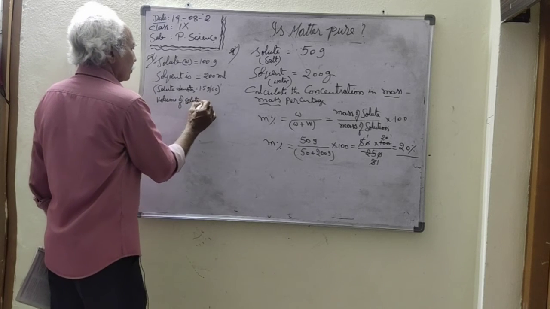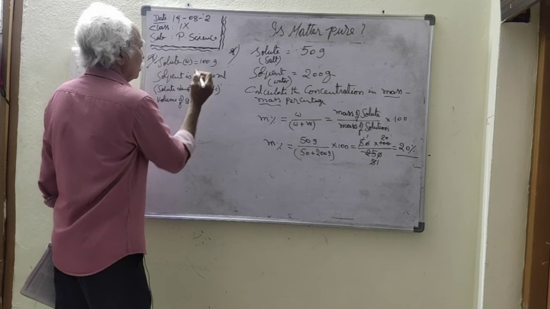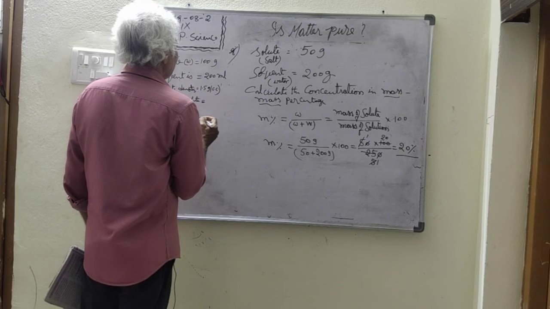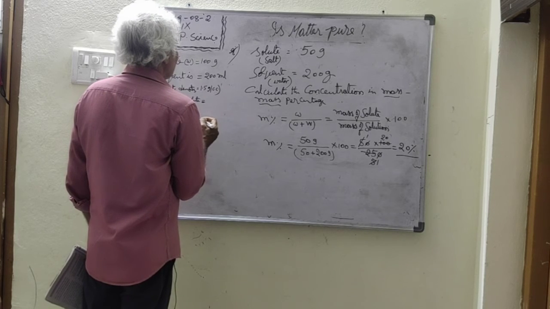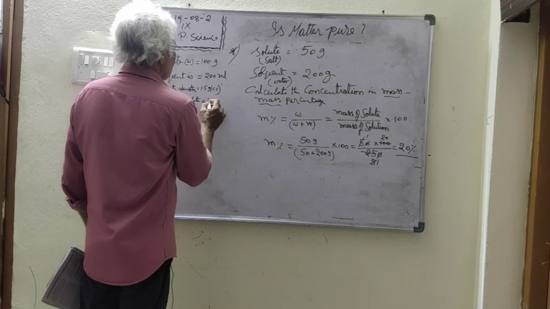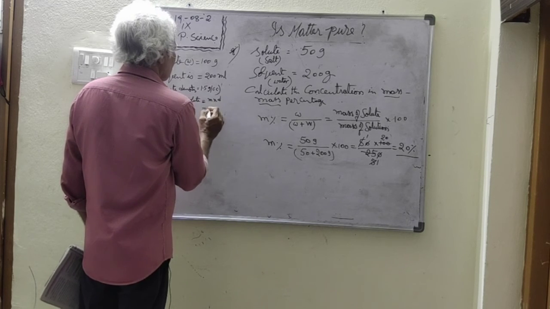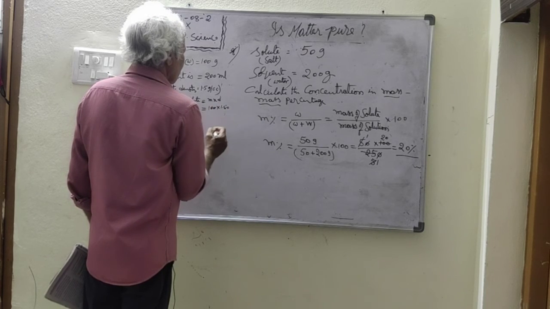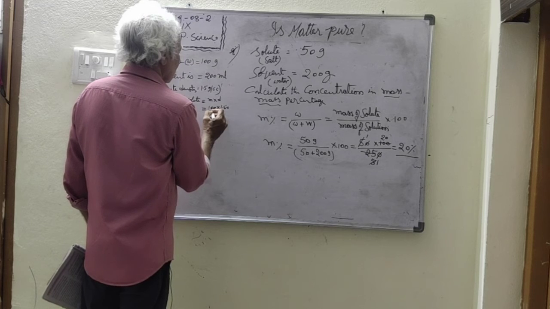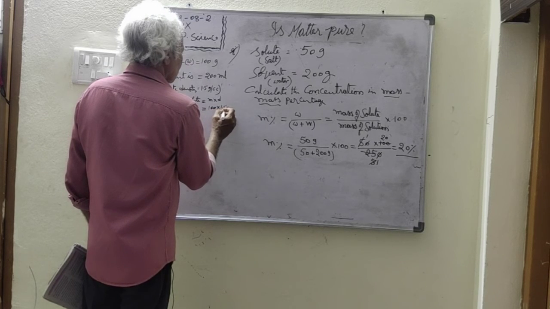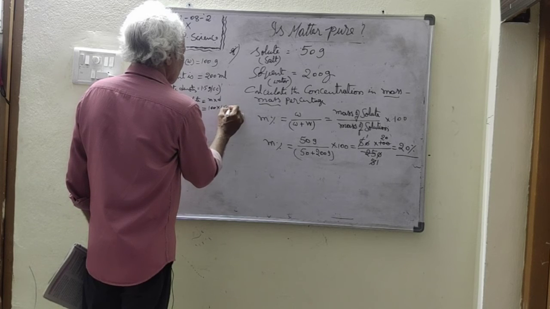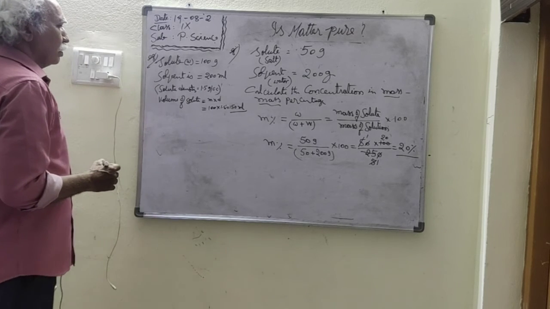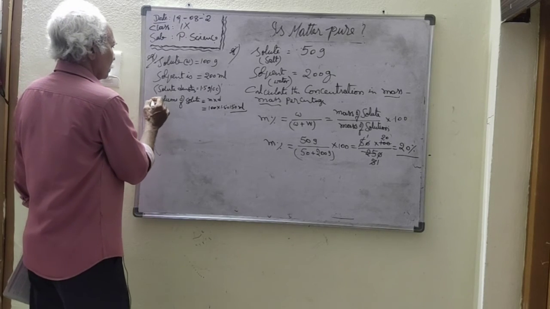Volume of the solute is mass into density. That is 100 into 1.5, which is equal to 150 ml. That is the volume of the solute.